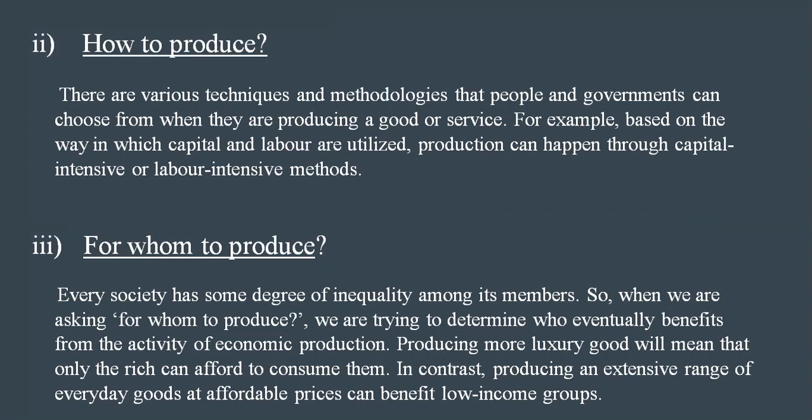Point number three is for whom to produce. Every society has some degree of inequality among its members. When we are asking for whom to produce, we are trying to determine who eventually benefits from the activity of economic production, that is, for whom we are actually producing goods. Producing more luxury goods will mean that only the rich can afford to consume them. In contrast, producing an extensive range of everyday goods at affordable prices can benefit low income groups.